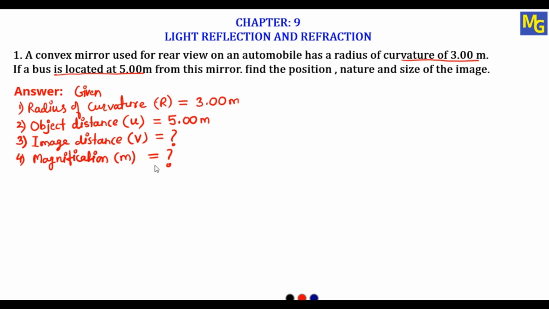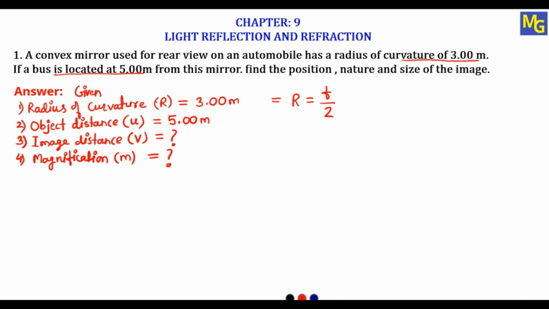So these two we have to find out, and radius of curvature and object distance we have, 3 meter and 5 meter. Now before finding this v value, first we will find out the focal length by using this radius of curvature. We know the formula: radius of curvature R is equal to focal length f divided by 2.